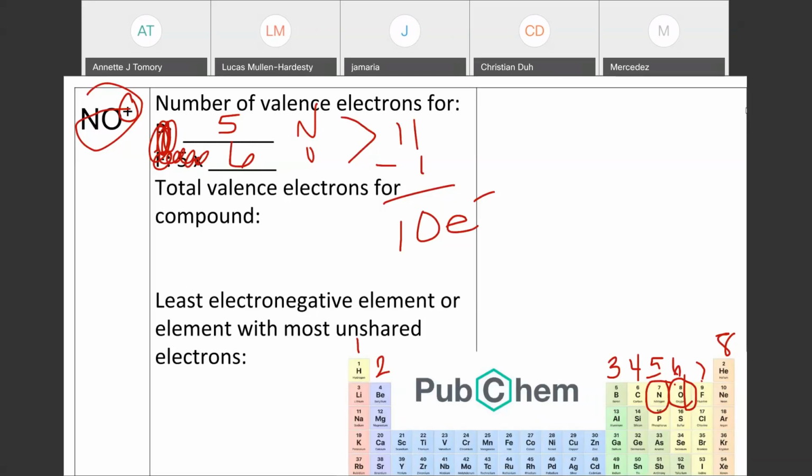Okay, so we have nitrogen bonded to oxygen, and we have 10 electrons we have to deal with. We have 2 of them put together in this bond here. So this bond right here is 2 of those electrons. How many more do we have left? 8. We have 8 left.